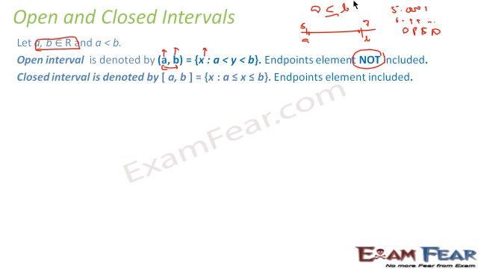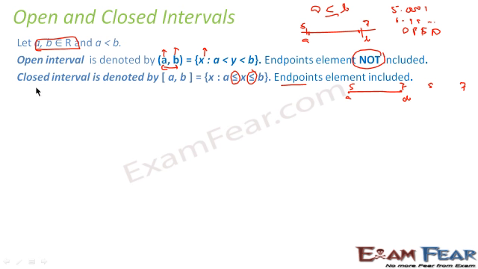In closed interval, for the same case, when you say A and B, similar case, I'll draw one more figure here. This is A and this is B. So here A and B are included, the endpoints are included. That's why you see X is greater than or equal to A and less than or equal to B. So here, for example, A is 5 and B is 7, then 5 and 7 are also members of this set. 5, 5.001, 5.02, everything is there. So 5 and 7 are also included.